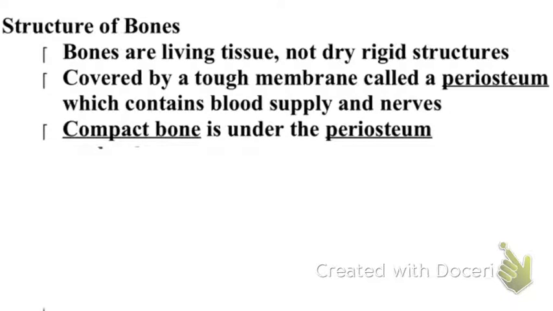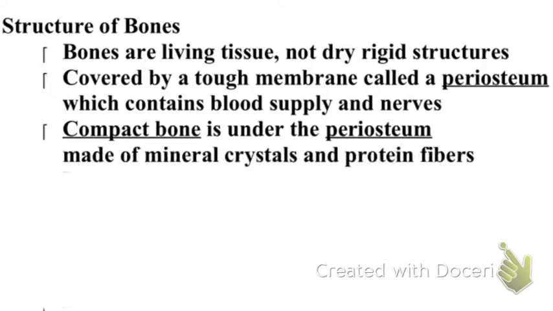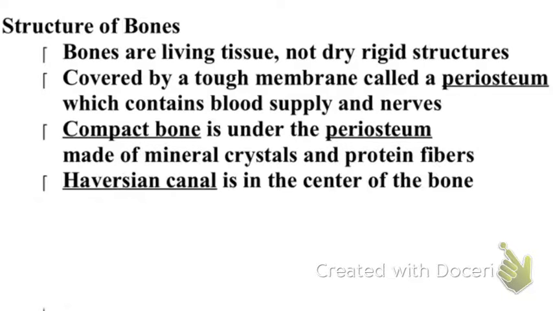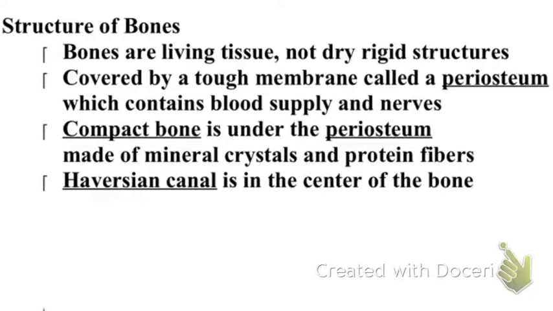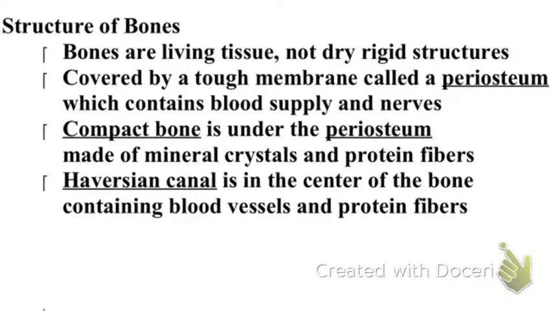Compact bone is found under the periosteum, and it is made of mineral crystals and protein fibers. Then you have a Haversian Canal, which is in the center of the bone, and it contains blood vessels and more protein fibers, holding it together and giving it structure and strength.